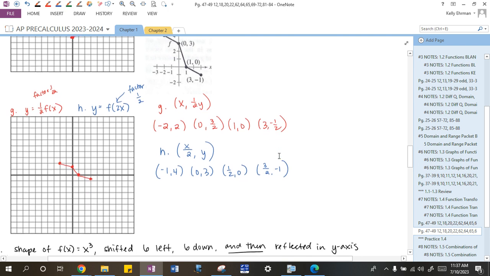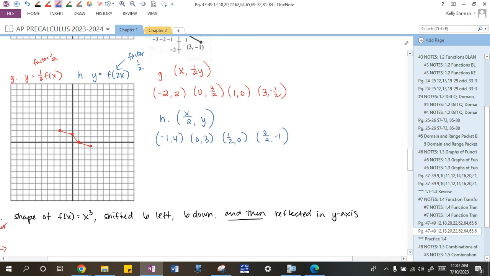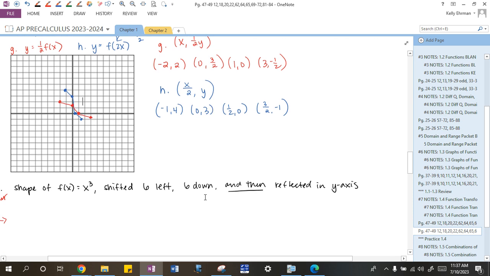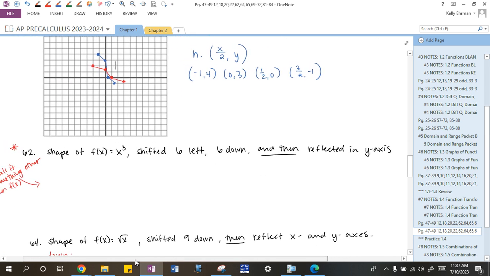This should be a horizontal shrink. So the graph should look narrower once we're finished. So it's just as tall as it was to begin with, but it's more narrow left and right horizontally. Okay, now we're just describing.